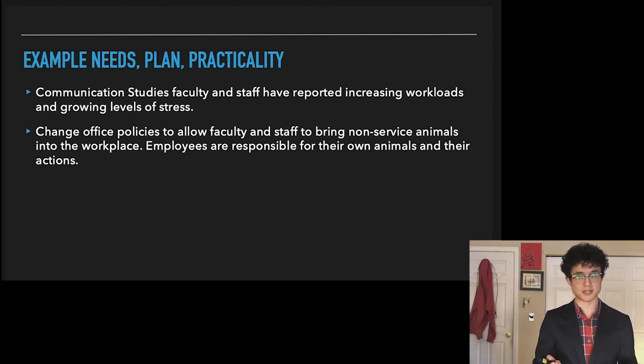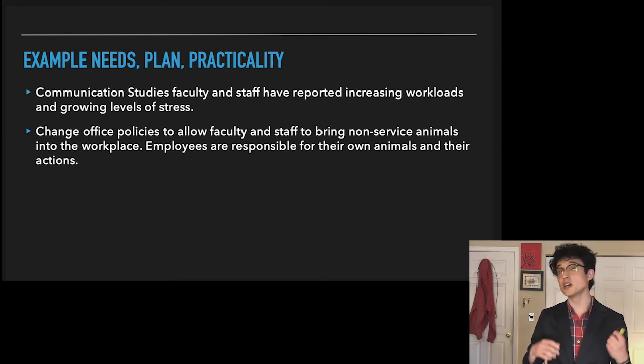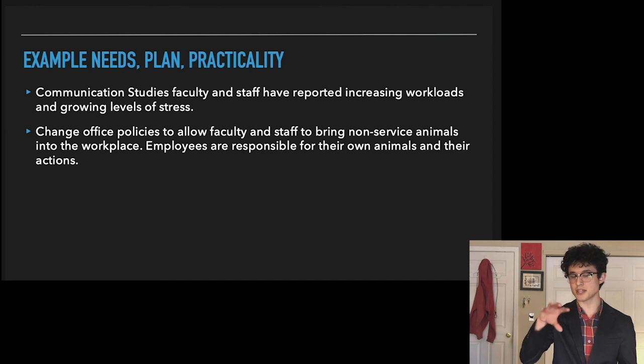In my proposed plan here, I'm also being specific about how this would work. So I might say, well, all employees are going to be responsible for their own animals and their actions. So it's not a free-for-all. We're going to allow animals in the office, but there's still going to be certain parameters on it. In my policy speech, this would be the bulk of where I'm spending most of my time.